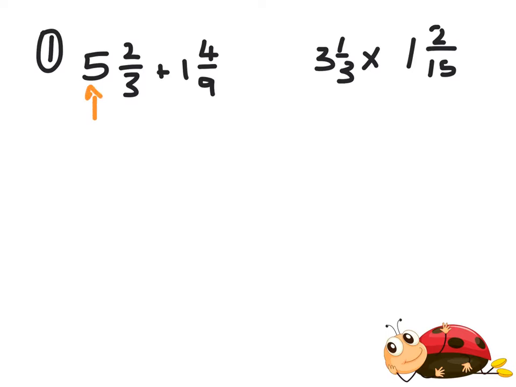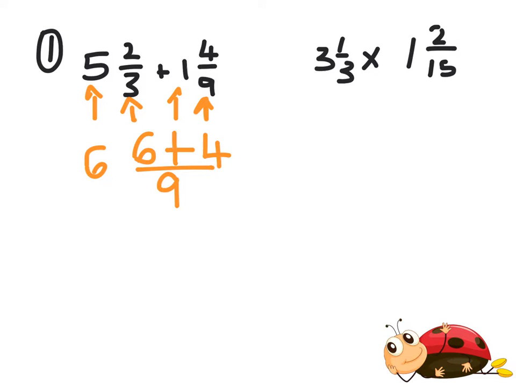First thing we're going to do is add the 5 and the 1 to give us 6. Now the new bottom number, 3 and 9, both go into 9, so that's going to be the new bottom number. 3 goes into 9 3 times, so 3 times 2 is the new top number 6, plus, I haven't changed the 9, so I'm not going to change the 4. That gives me 6 and 10 over 9, which I can convert into 7 and 1/9.